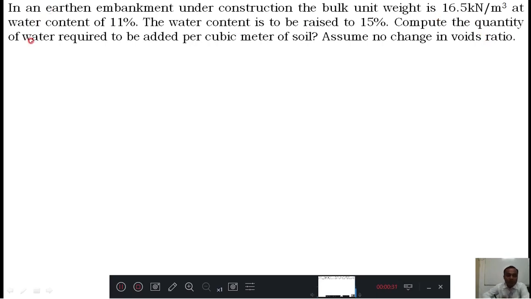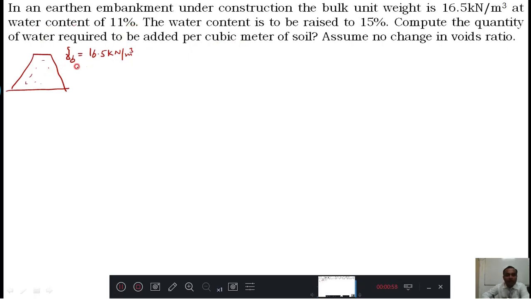First, I will explain what this question is asking. An earthen embankment is under construction. Earthen embankment means this is a soil, and they have to build this. Its bulk unit weight, gamma B, is given as 16.5 kilonewton per meter cube.